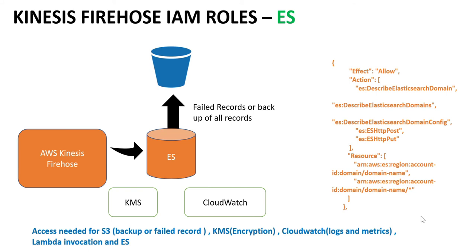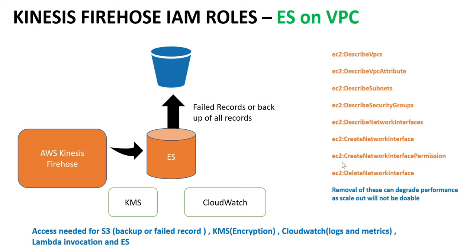These access we have to provide. So in a nutshell, what you have to do is the same S3 access that we discussed previously, we have to provide it, and KMS encryption, CloudWatch logs, Lambda invocation, and ES, the same access you have to provide here. The only thing new is the ES actions, that is Elasticsearch actions. Now what happens is if Elasticsearch is on a VPC, you have to provide these additional set of actions.